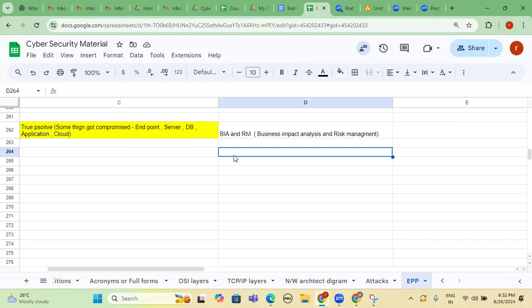Okay. Option one: a single user, endpoint or employee machine or asset is getting compromised.